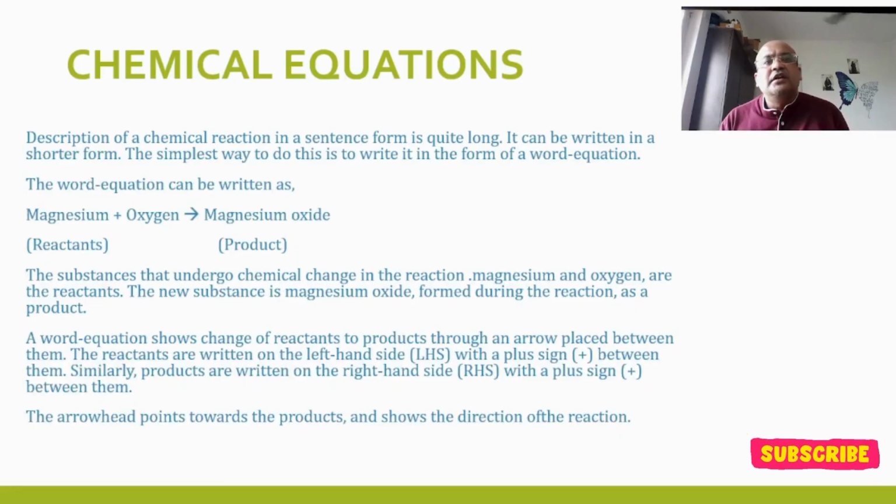So what is a chemical equation? Description of a chemical reaction in a sentence form is quite long. As we all know, if we put it in a sentence, it will be longer. It can be written in a shorter form. The simplest way is to write it in the form of a word equation, right?